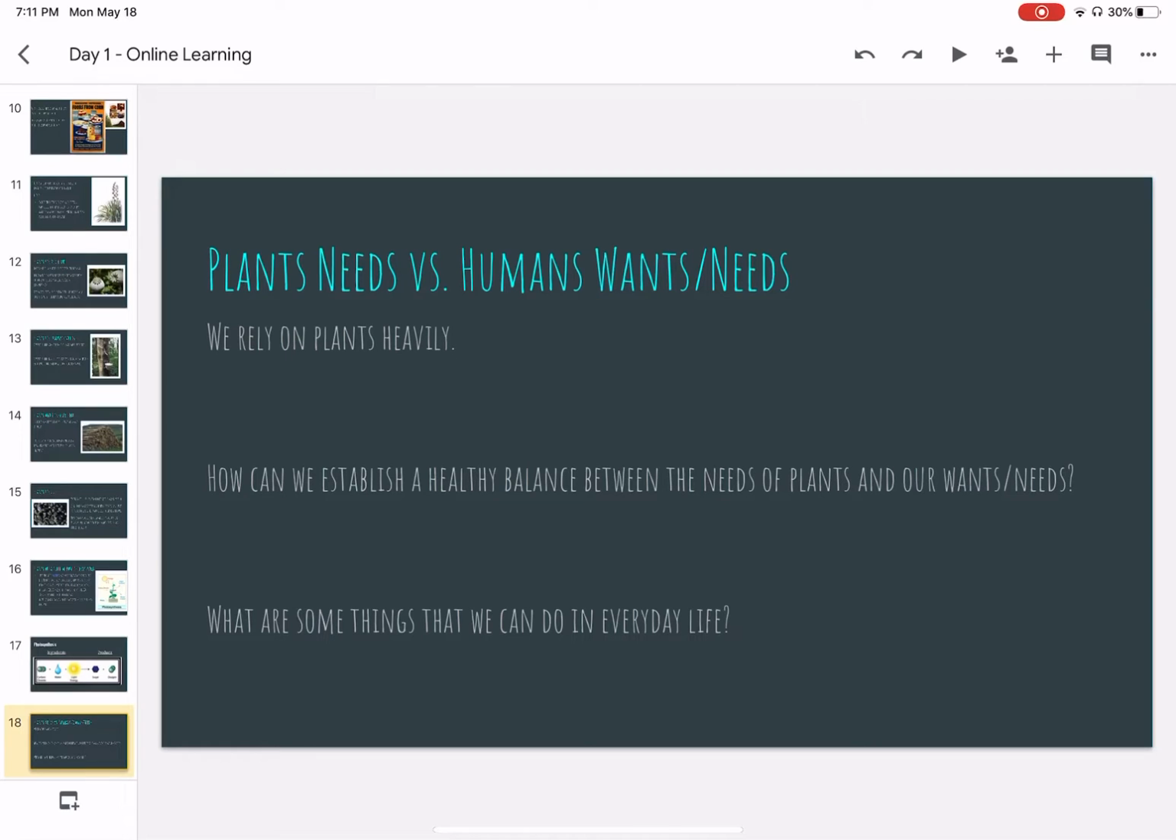The more you start to think about it, the more you see all the things that plants make. I would even suggest going onto Google and looking at things that are made from plants, and just look at the long list. Or next time you're in the grocery store, take a look around and see all the different things that are made from plants. So we need to determine how we can establish a healthy balance between the needs of plants and our wants and needs.